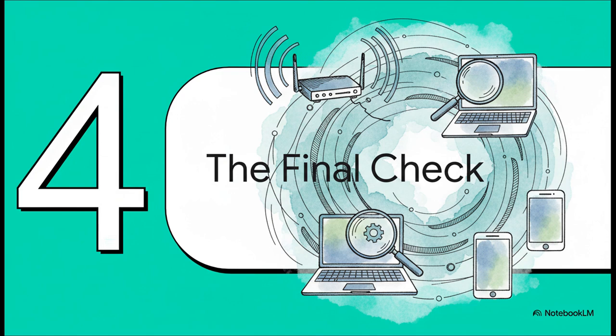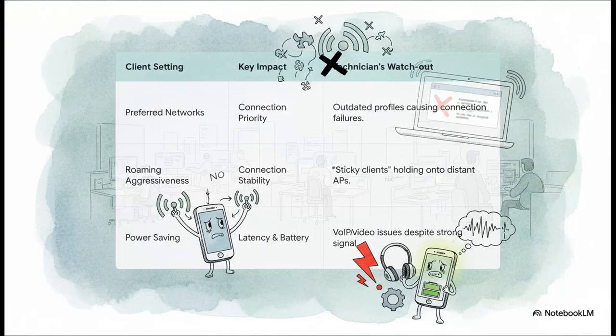Okay, so we've talked about the big client-side problems. Now let's pull it all together into a kind of final checklist. This is about adopting a new mindset for troubleshooting, one that puts the client device right there under the microscope, next to the network itself. Think of this as your new field guide.